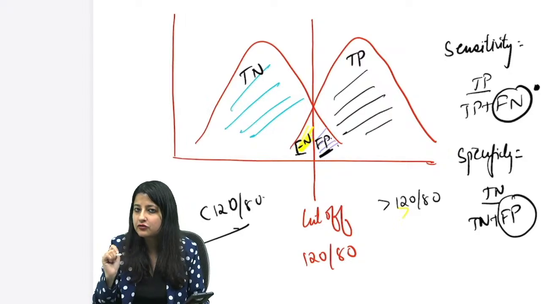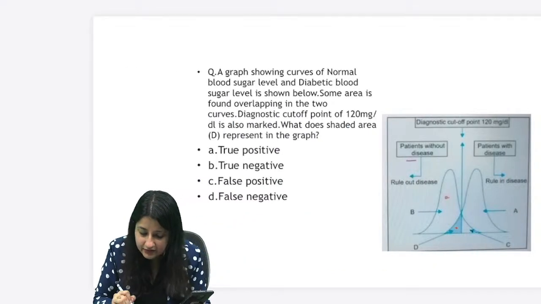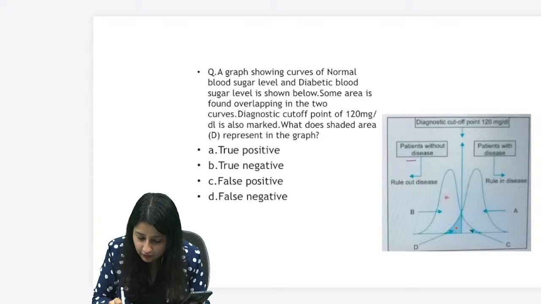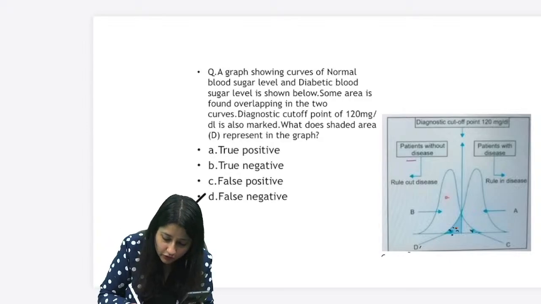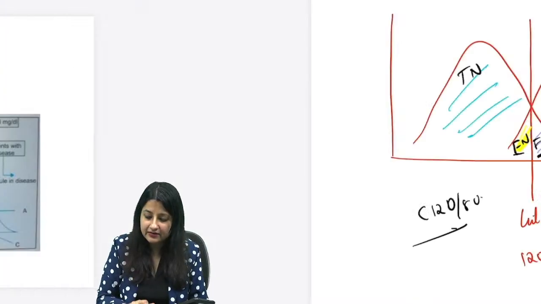This is the first question of the day. So what is the answer over here? This one I had asked you. Okay, I had asked you D. This one I had asked you is what? False negative. Clear? Labeling understood? Now see the next question.